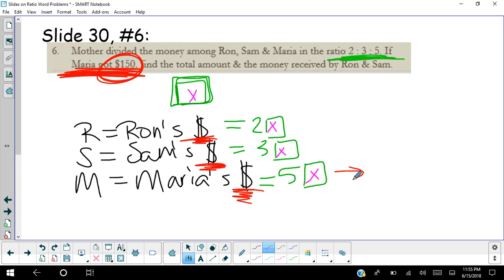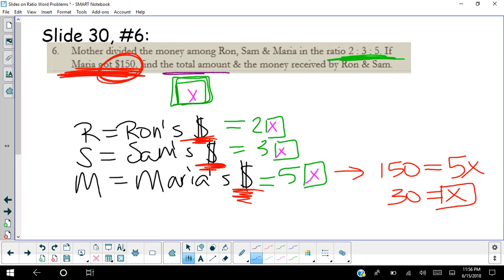So I can take that and solve the equation that 150 is equal to 5x. So then I can just divide by 5 on both sides, and I end up with 30 is equal to x, or is equal to the open box, however you want to do that. So now I know that random unknown quantity. This one, make sure you go back and read what they want to know. Find the total amount. So that would be adding up Ron and Sam and Maria's money. And then find the money received by Ron and Sam. So separate question.